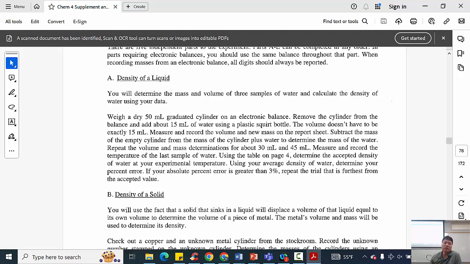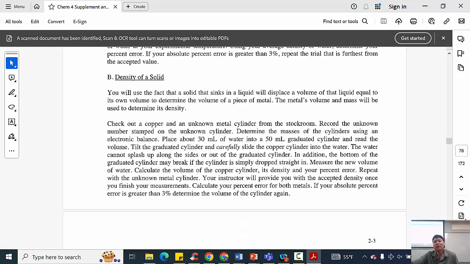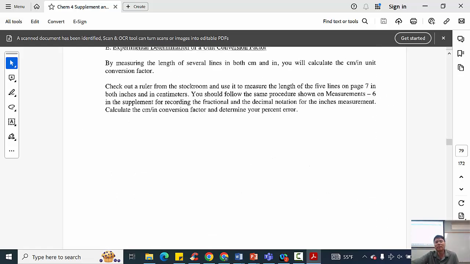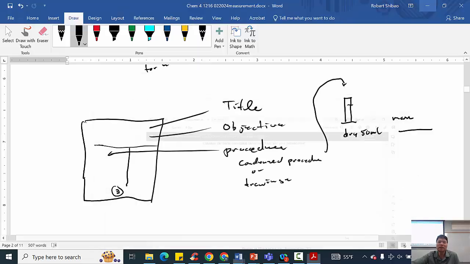Measure and record the temperature of the last sample of water. Using the table on page 4, determine the accepted density of water at your experimental temperature. Using your average density of water, determine your percent error. If your absolute percent error is greater than 3%, repeat the trial that is furthest from the accepted value. So what I do is I don't want to write that verbatim. I just want to kind of summarize that using little pictures or something like that.